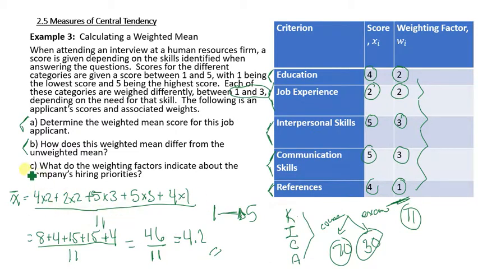Part C asks us, what do the weighting factors indicate about the company's hiring priorities? So let's take a look. The weighting factors are a 2, a 2, a 3, a 3, and a 1. If we think about it, the 3s are the biggest weighting. Remember the weightings from 1 to 3? So it's very important in this position for people to have interpersonal skills and communication skills.